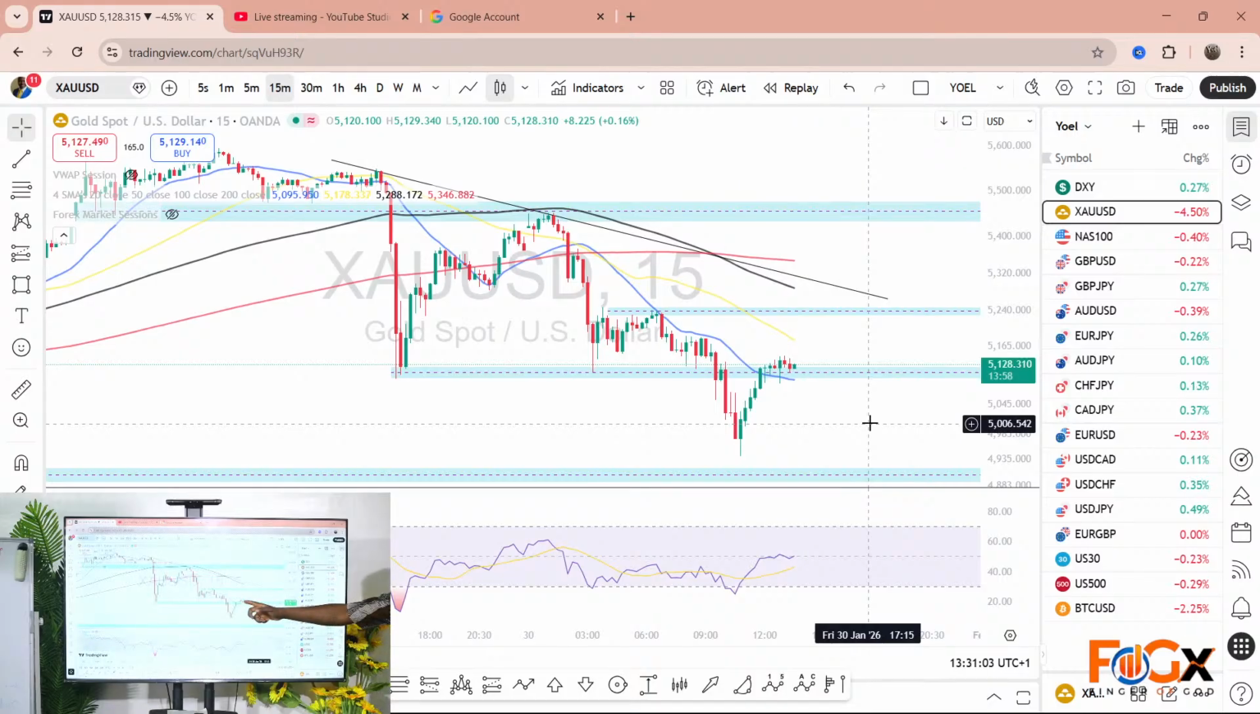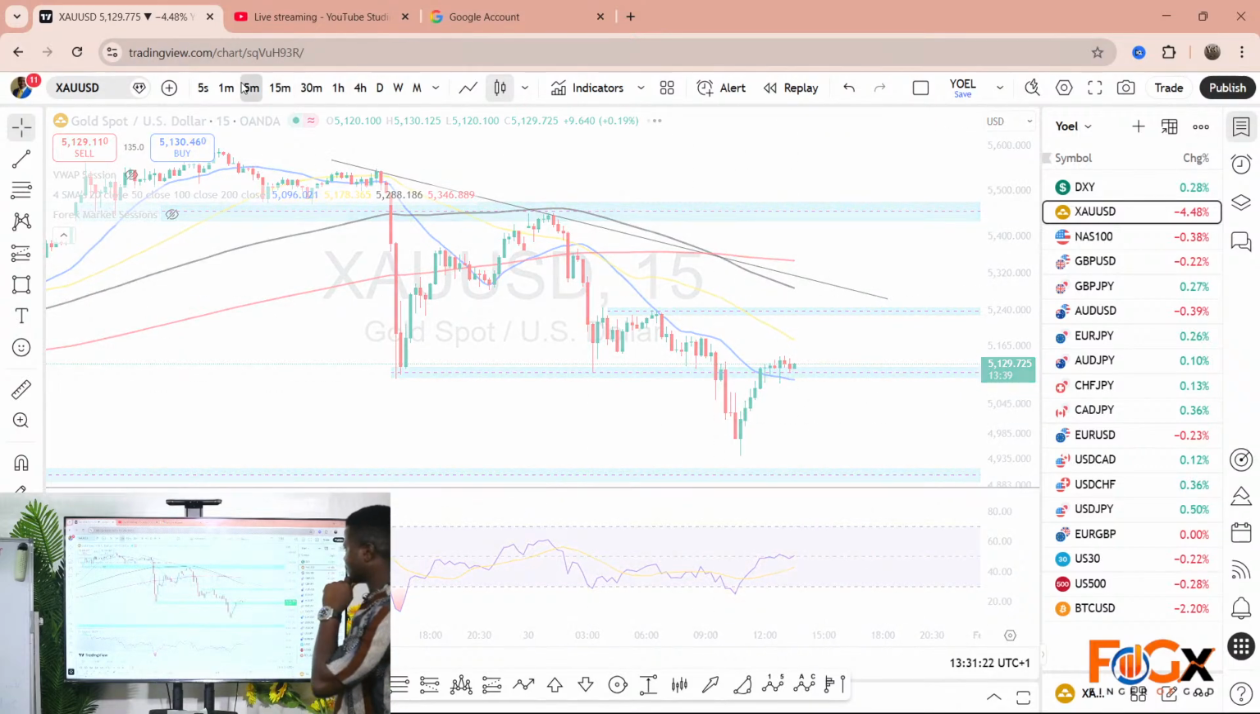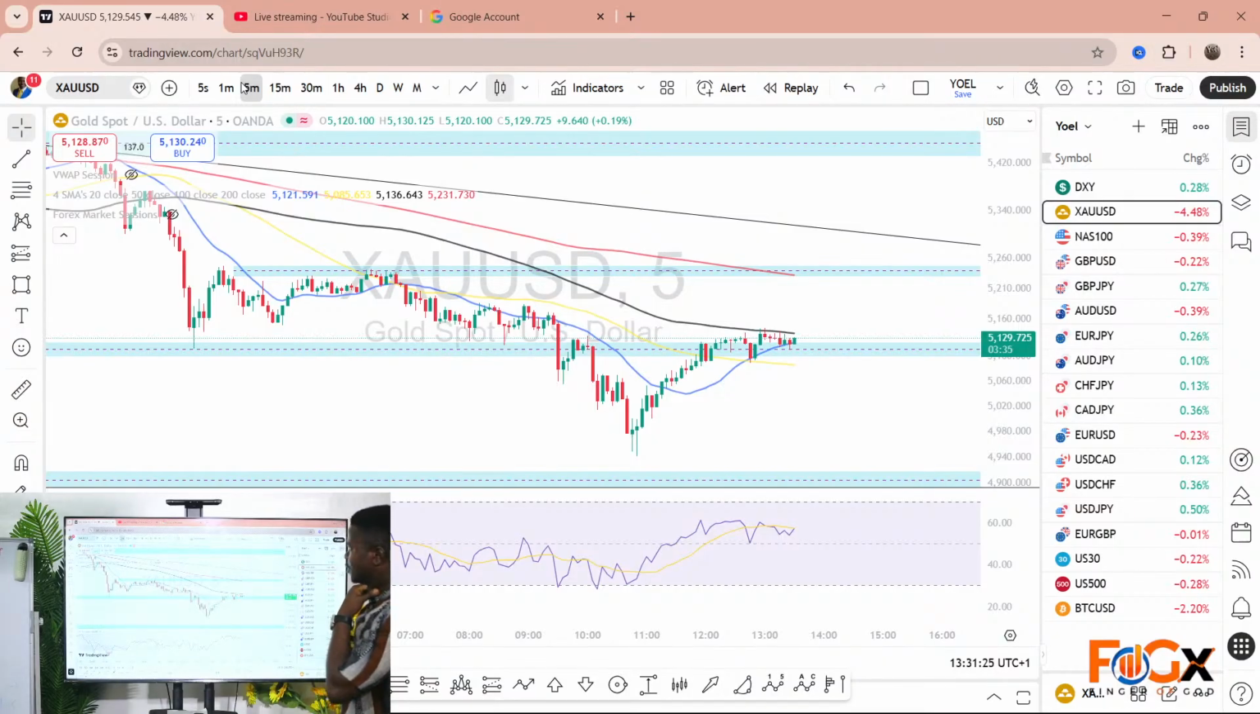But it's been there for like 2 hours now, right? No, for like 1 hour, 30 minutes or so. This is 30 minutes. Let me switch to 5 minutes on this chart. Look at 30 minutes, look at 5 minutes too. It's ranging in that area. Most likely it is going to buy.